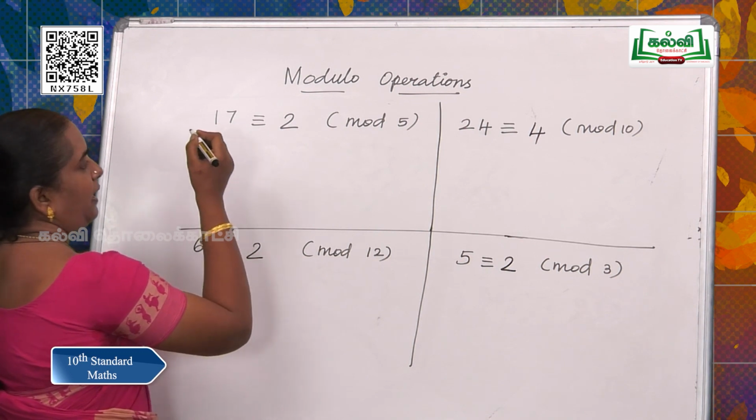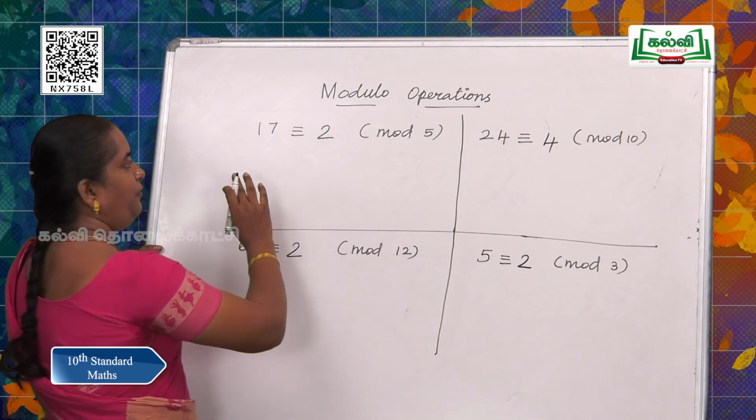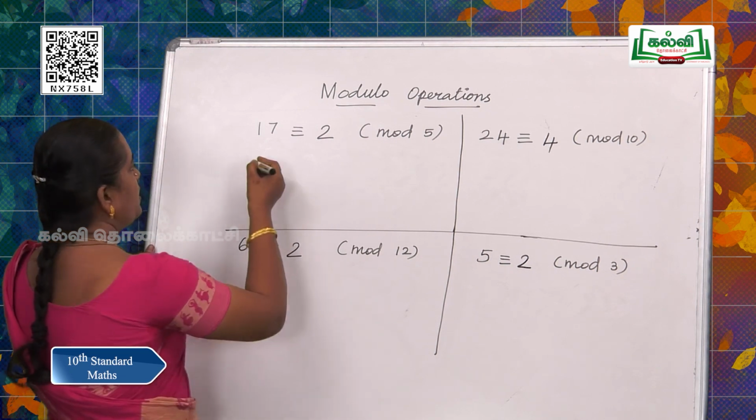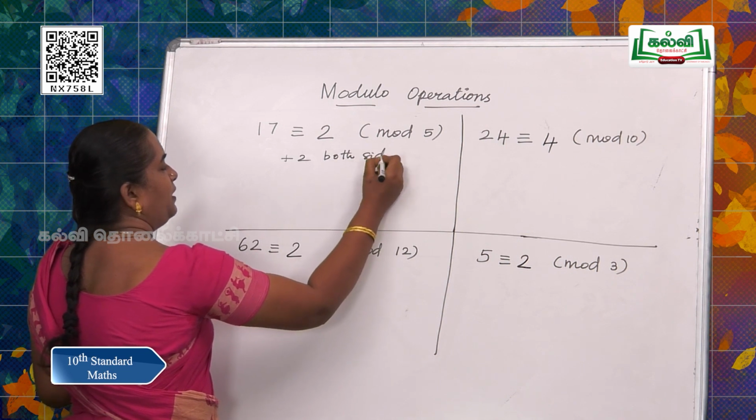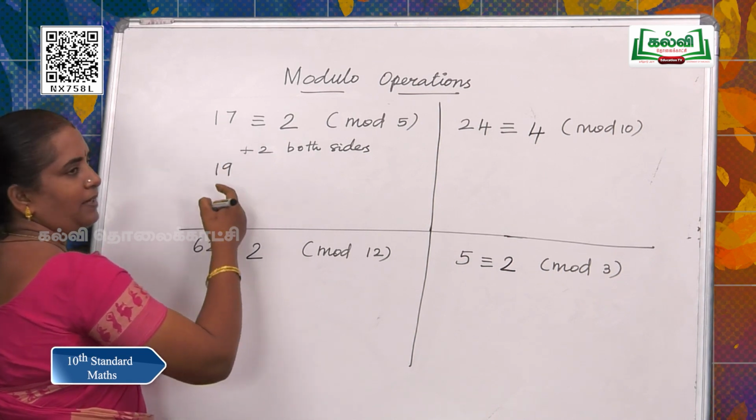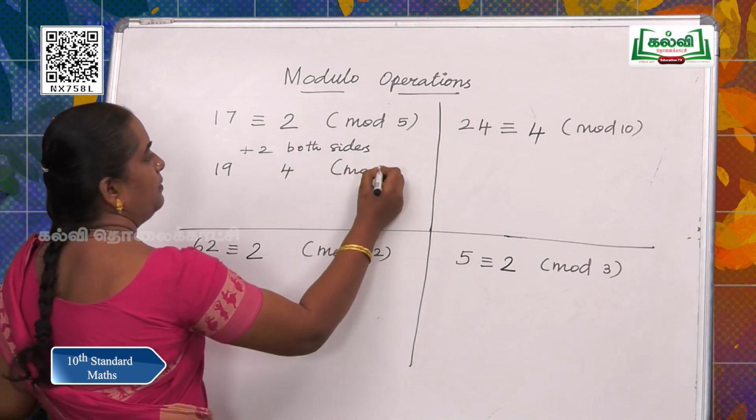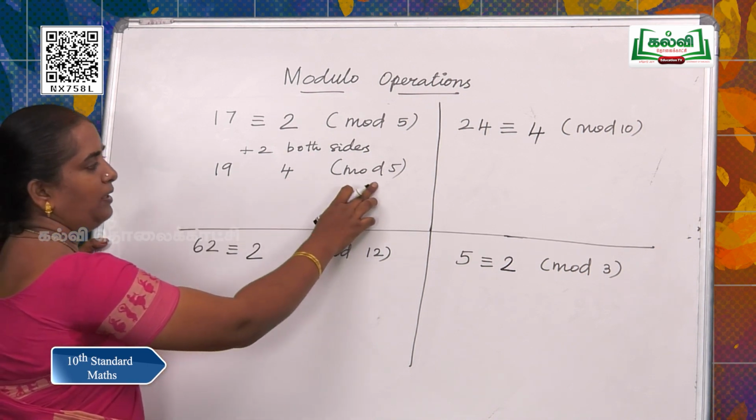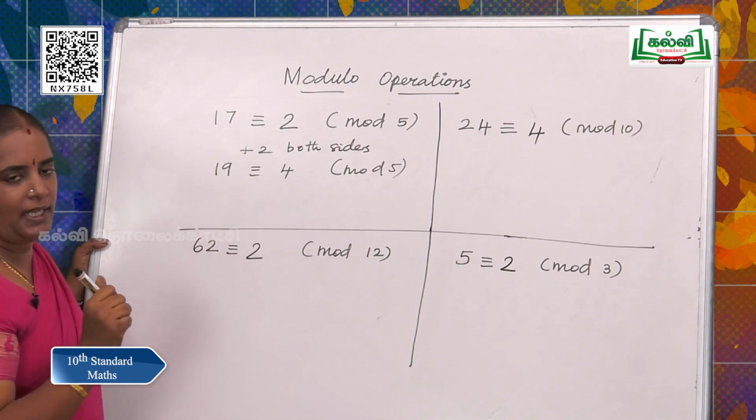If I add some number, let me take the simple number 2, we are going to see what happens to the congruence. So, add 2 to both sides of the congruence equation. 17 plus 2 is 19, 2 plus 2 is 4, mod 5. For the same mod you have to check. 19 on division by 5 gives remainder 4. Yes, that is the right answer.